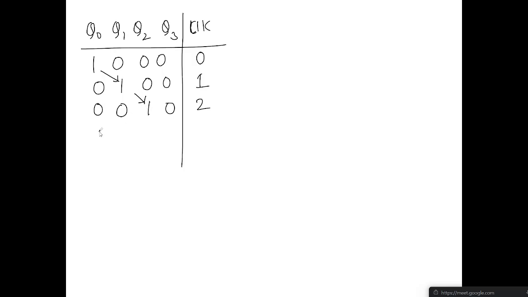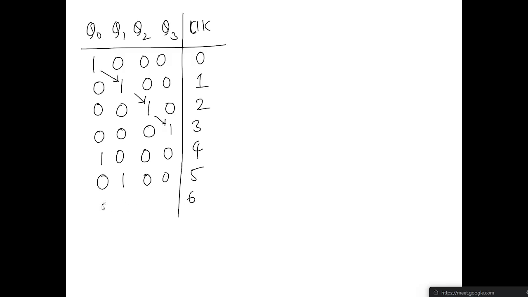At the third clock pulse, 0 0 0 1. At the fourth clock pulse, it comes to the same position. At the fifth clock pulse, it repeats again: 0 1 0 0. At the sixth clock pulse, 0 0 1 0. At the seventh clock pulse, again it will come to 0 0 0 1.